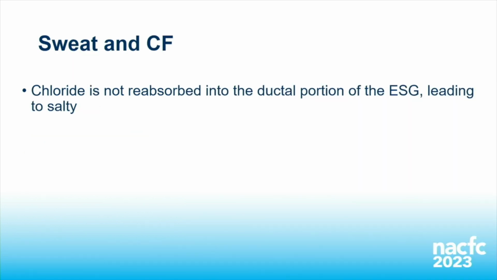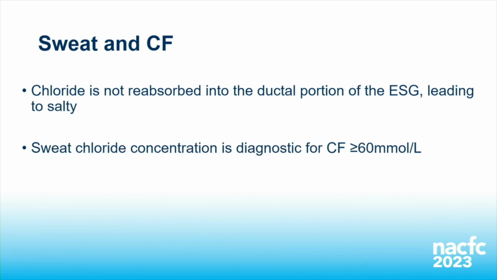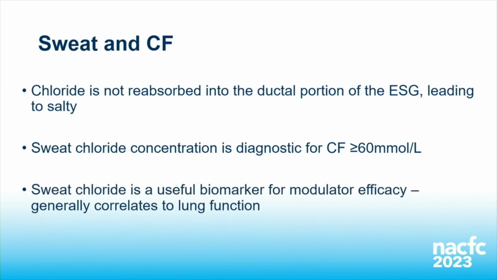In people with CF, chloride is not reabsorbed into the sweat gland in the duct, which greatly increases the concentration of chloride in final sweat. Chloride concentrations of greater than 60 millimoles per liter are considered diagnostic for CF. Because sweat chloride concentration is an easy and non-invasive measurement to take, and this concentration will change based on CFTR function, it can also be used as a biomarker for modulator efficacy over time. And it generally correlates well to lung function.